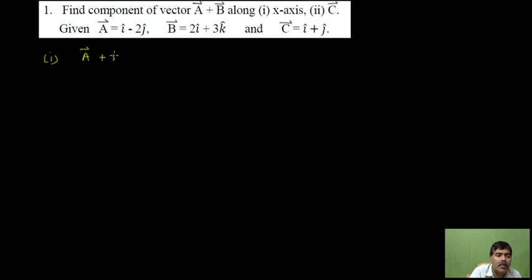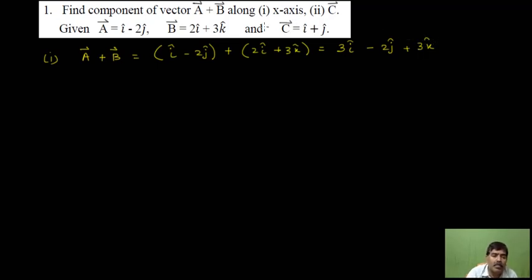So a plus b, that is i cap minus 2j cap plus 2i cap plus 3k cap. So that is 3i cap minus 2j cap plus 3k cap. Now how do you find the component of a vector along a particular vector?